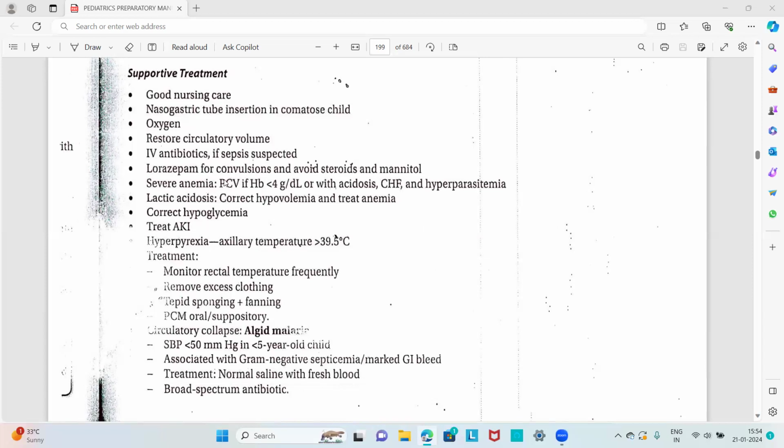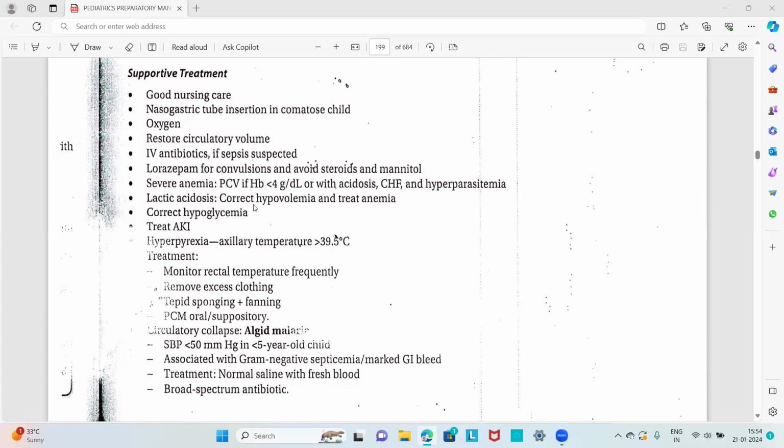In the case of severe anemia, we have to give packed cell volume if hemoglobin is less than 4 gram per deciliter, or with acidosis. In congestive cardiac failure and hyperparasitemia, we have to give packed cell volume. In the case of lactic acidosis, correct hypovolemia and treat anemia.